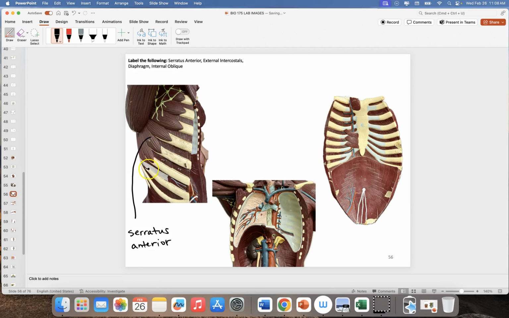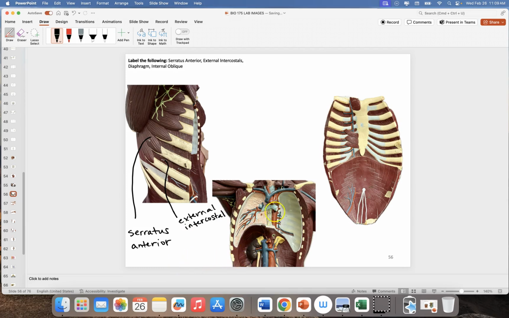This muscle moves the scapula, think punching or pushing. It also elevates the ribs and protracts the shoulder. Then we have this muscle here that is between the ribs. We call that the external intercostal. Inter means between, and costal, think of the ribs. That's our external intercostal right there.